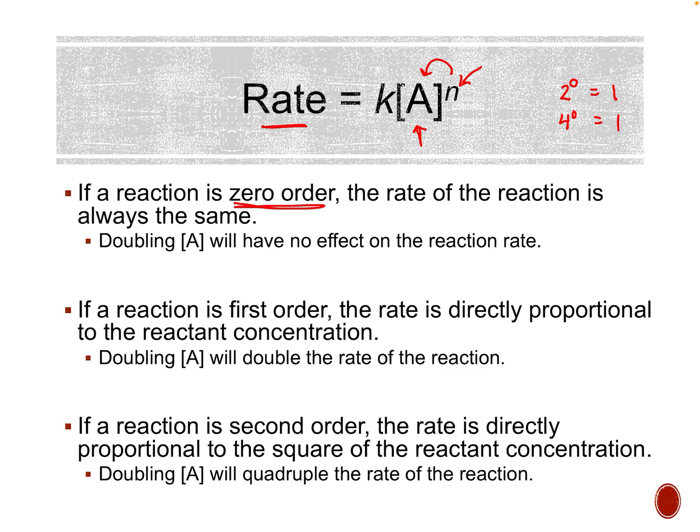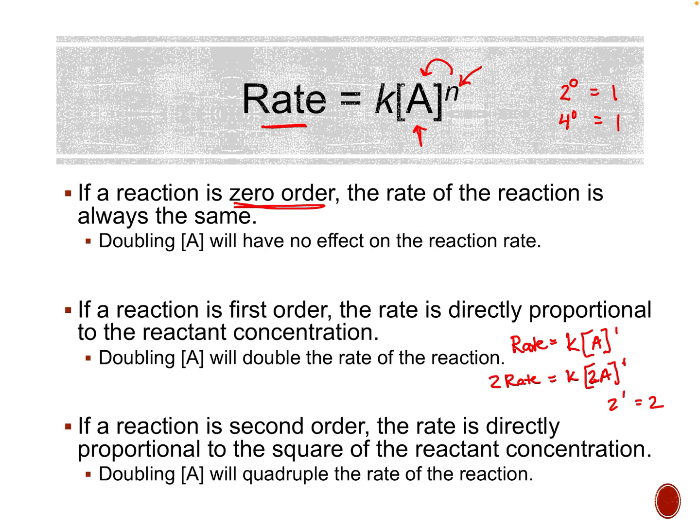If the reaction is first order, then the rate is directly proportional to the concentration. So let's say our rate is equal to k times A to the 1. If we double A, if we put a 2 in here, 2A to the 1, 2 to the 1 equals 2. So if we double our concentration of A, that will double our rate. They are directly proportional. So doubling our concentration of A simply doubles our rate.